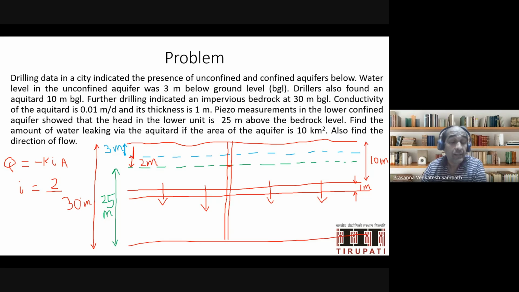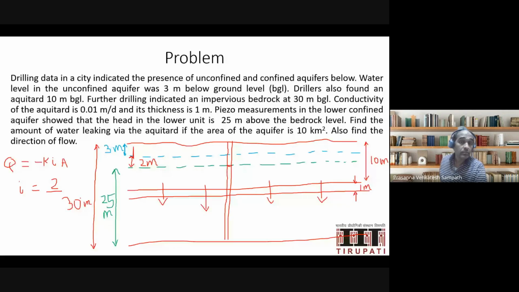It's the gradient across the aquitard. This head gradient is acting across the aquitard, right? The head above the aquitard is 3 meters below ground level. The head below the aquitard is 5 meters below ground level. So the head gradient is, strictly speaking, -2. Well, you can say 2 also, it doesn't really matter.